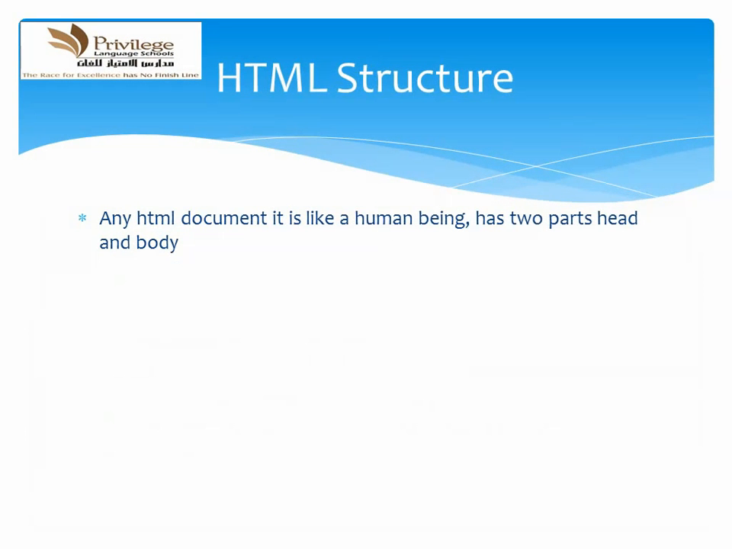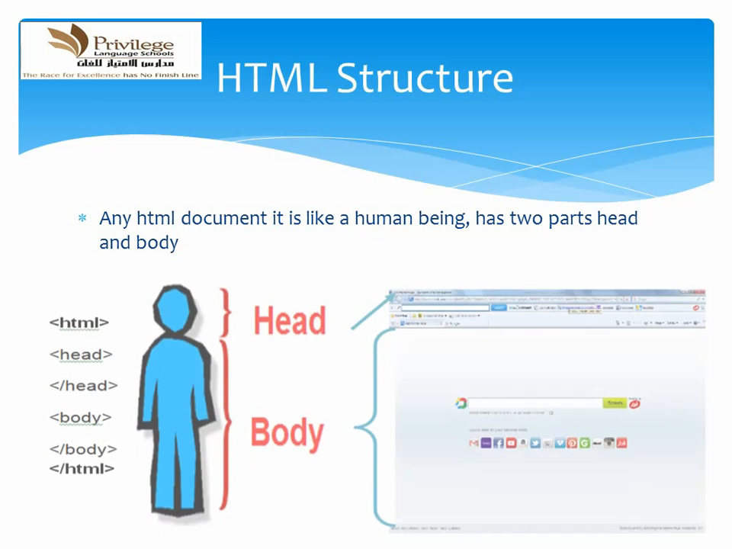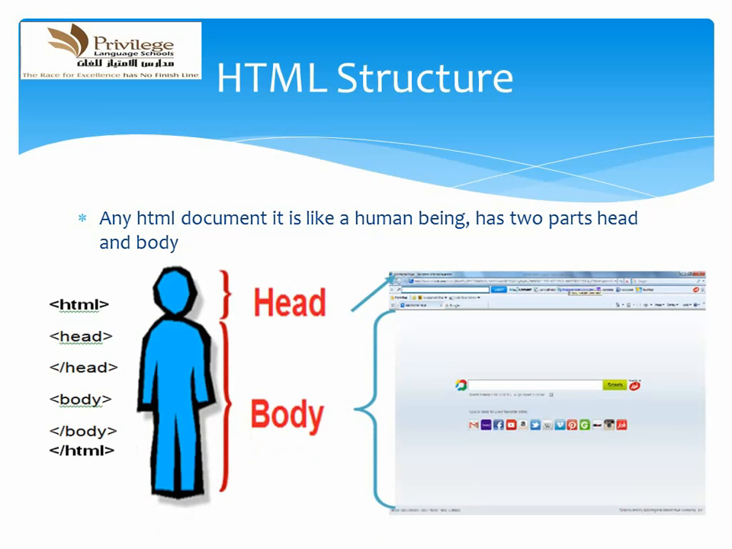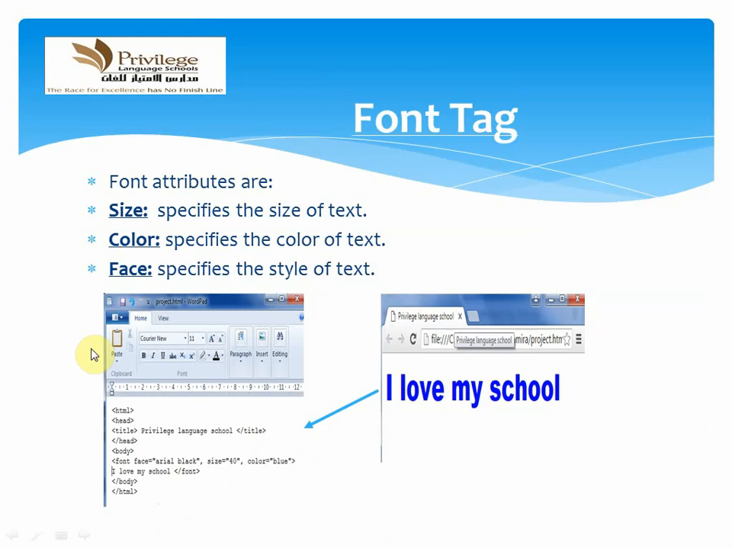HTML structure. I have a structure for HTML. An HTML document has the basic tags. What is the meaning of basic tags? The first tag, HTML, tells the web browser that this is a web page or electronic document, and the other tags for the basics are head and body. And after that, the start of the font tag, size.